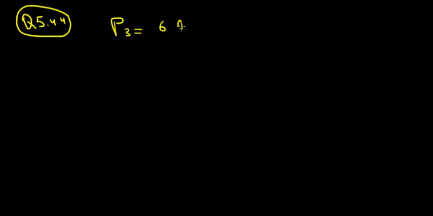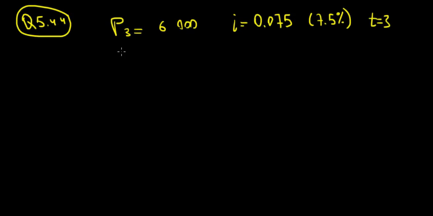In question 5.4.4 we have something similar to the previous question, but now we go a bit backwards. So we have already the payment in the third period, which is equal to 6,000 euros, let's say, and then we know that the interest rate is 0.075, which actually stands for 7.5%, and well, we have 3 periods, and the question is, what would be the payment in the present value? What would be the value of the payment today?